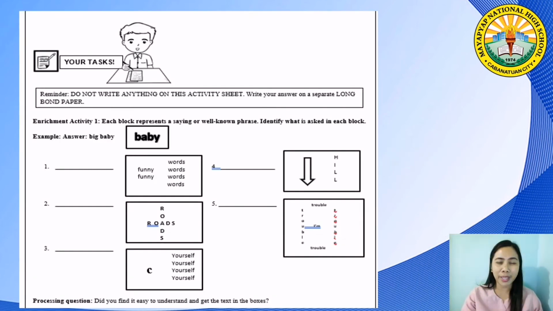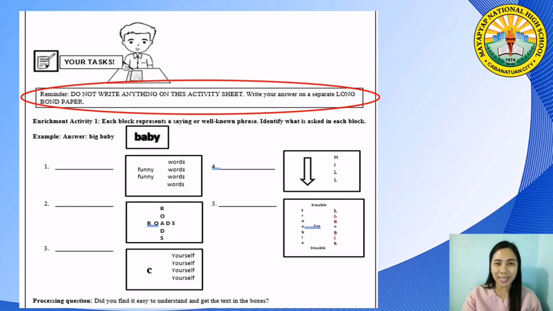At this point, turn your activity sheet to the engagement part. Reminder, do not write anything on this activity sheet. Write your answer on a separate long bond paper. For engagement 1, in this activity, you will solve puzzles. Each block represents a saying or well-known phrase. Identify what is asked in each block and write your answer.